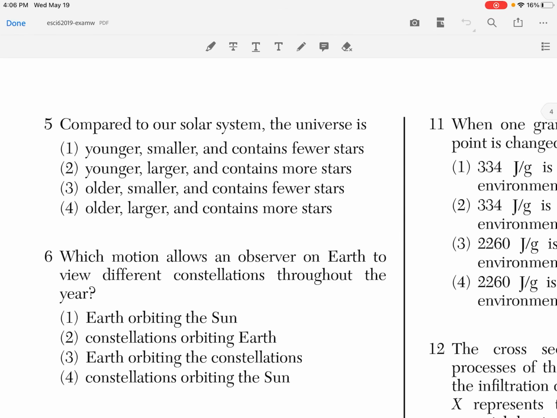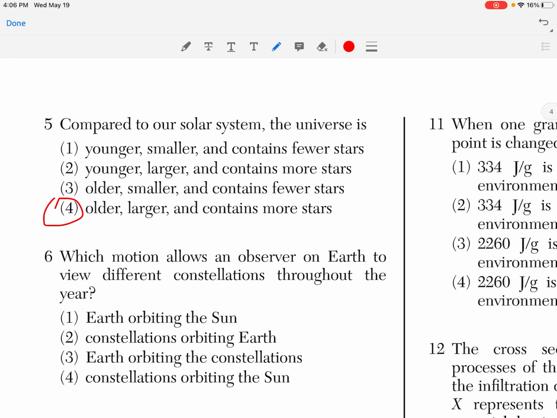All right, question 5 is all about scale, and this is just kind of one of those common sense questions. You just have to realize the difference between the solar system, basically our planets and the sun, compared to the universe, which is every single star and every single planet and every single thing around us outside of our solar system, which is obviously a lot bigger. So the universe is a lot bigger, and it's a lot older. It's been around longer. Okay, so the answer to that question is simply number 4, just about scale there.